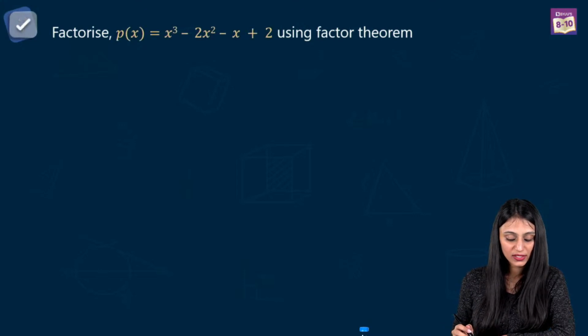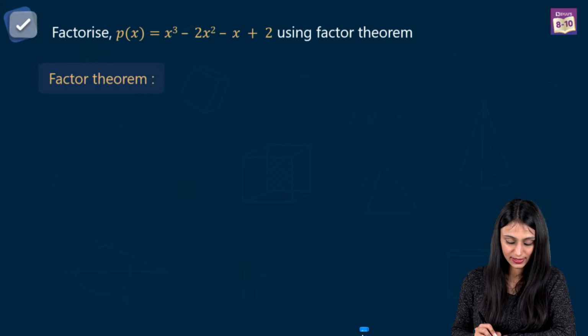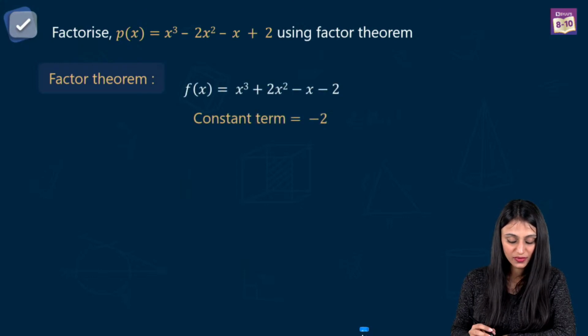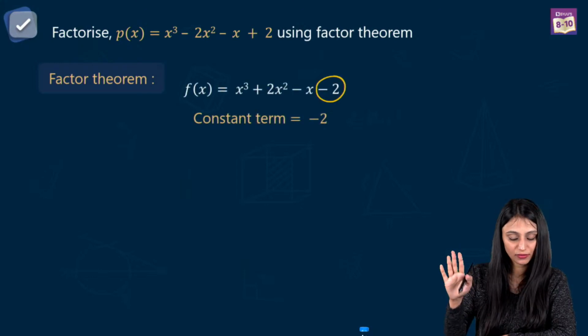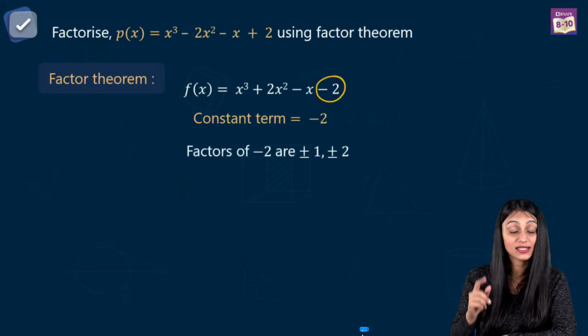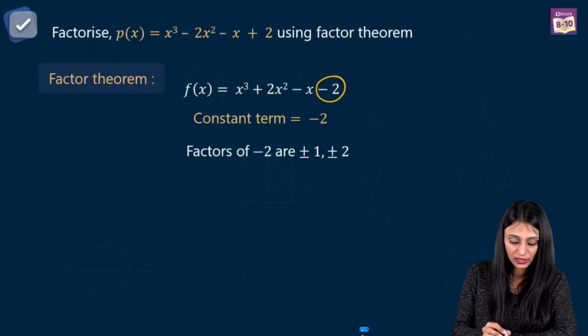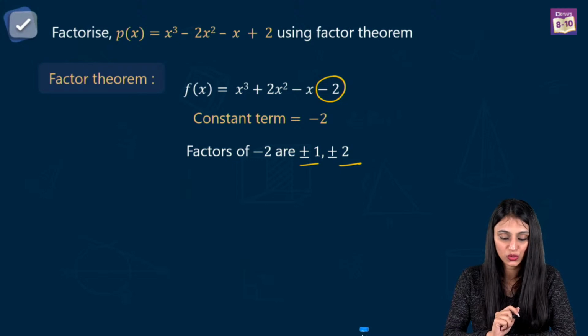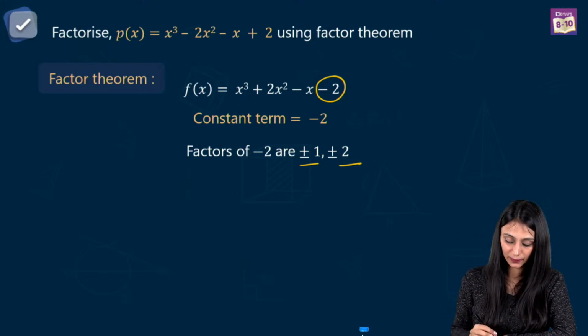So we have x cube minus 2x square minus x plus 2, and using the factor theorem we have to factorize this. So what I'll do is, first I see that the constant term, it is in standard form, the constant term over here is 2. Let's find out the factors of 2. That can be plus minus 1, plus minus 2. So you have to consider both the signs every time.